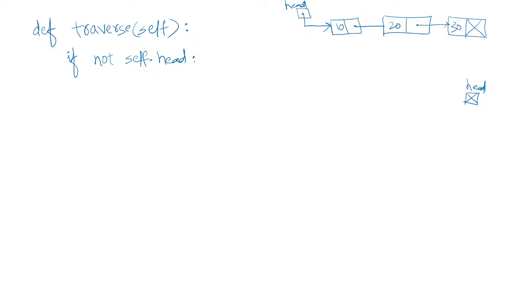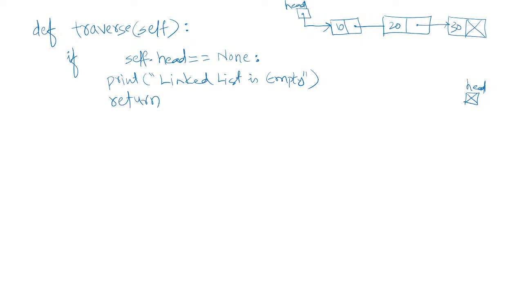This is a good way of writing the code. You can also write it like this: if self dot head is equals to none, which is generally an elementary way of checking. Then what we can do is print that the linked list is empty. You cannot print the elements in the linked list, so then you say return, and directly you come out from the program.